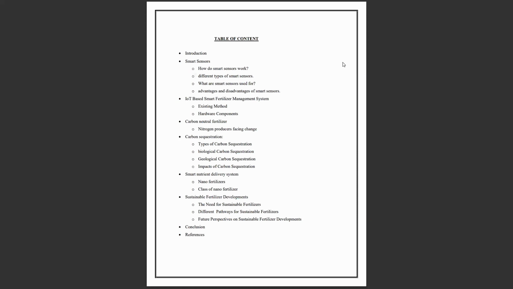Then we will discuss carbon neutral fertilizers, nitrogen producers facing change, carbon sequestration, its types, which are biological and geological, and then the impacts of carbon sequestration. Then we'll study about smart nutrient delivery system, nanofertilizers, class of nanofertilizers, and then sustainable fertilizer development, the needs for sustainable fertilizers, different pathways, and future perspective, and then the conclusion.